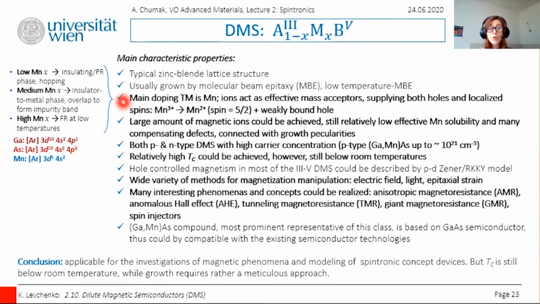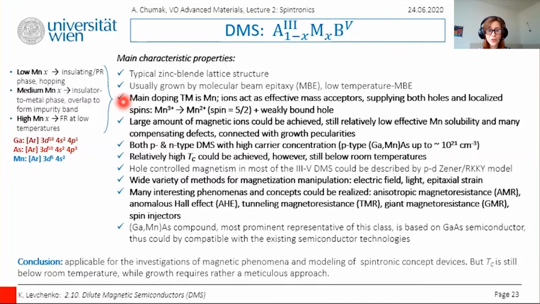The magnetism is hole controlled in most of the III-V dilute magnetic semiconductors, and the general mechanism behind this is well described by the RKKY model, or more specifically for the dilute magnetic semiconductor, the p-d Zener model. There is a wide variety of methods with which we could manipulate the magnetization of these materials that makes it so attractive for practical application: with light, with strain, with a field.